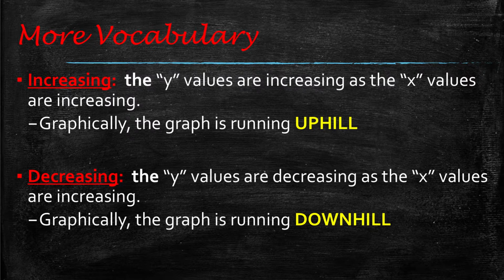All right, two more. Increasing intervals. Increasing intervals are going to be when the y values are increasing as the x values are increasing. So graphically, that's going to be the part of the graph that is running uphill, or that is increasing. Makes sense, right? Decreasing. Decreasing is where the y values are decreasing as the x values are increasing. Graphically, that's going to be the part that's running downhill. So be careful that you don't get confused positive, negative intervals with increasing, decreasing.